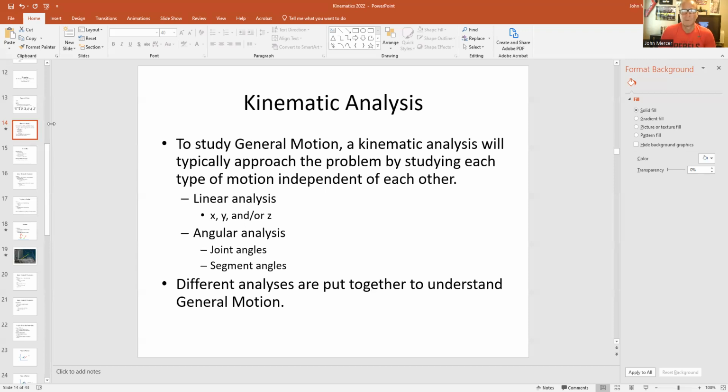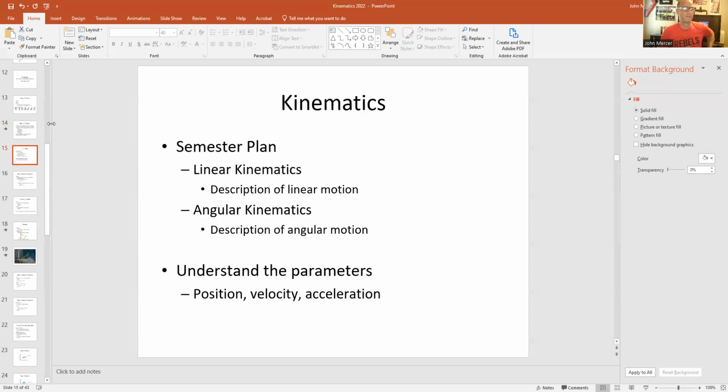And same thing when we're doing an angular analysis, we'll look mostly at joint angular movement or movement of a segment by itself. So a segment being an arm, a forearm, thigh, leg, a joint being a knee, hip, elbow, what have you. And we take those different movements, or those rotations, and we try to understand them individually and then combine that with other information to understand general motion. All right, so that's sort of the big picture of where we're going here.